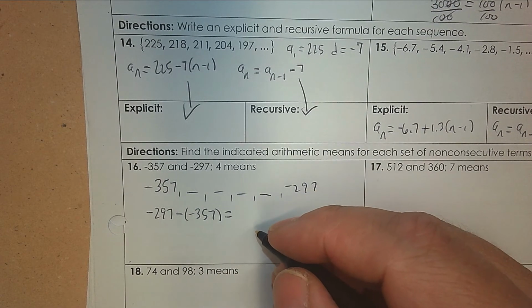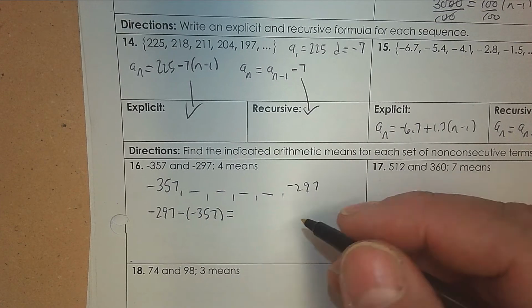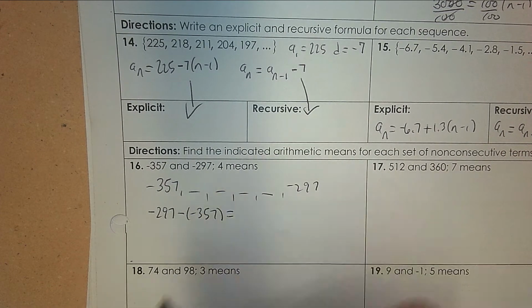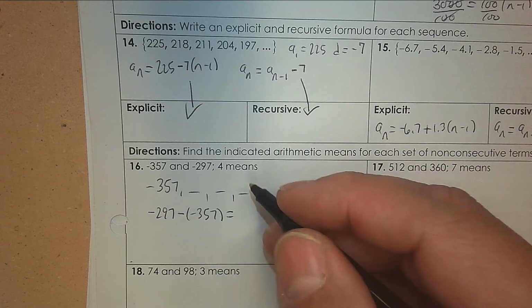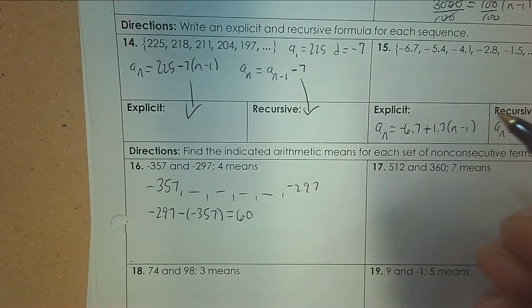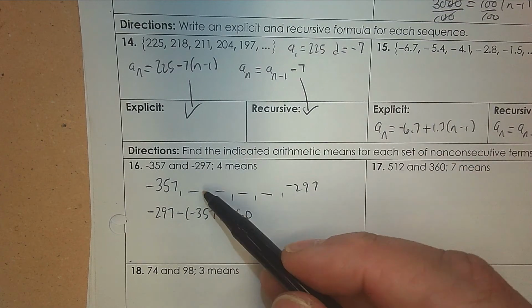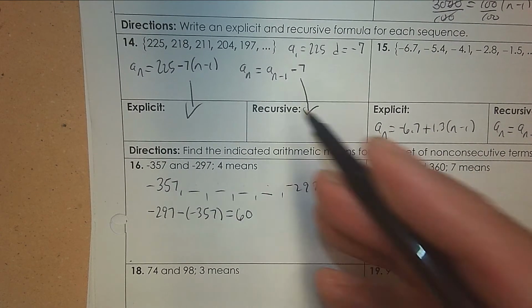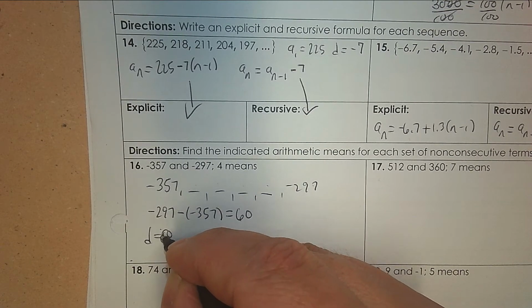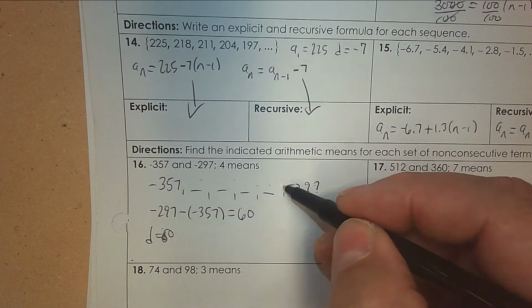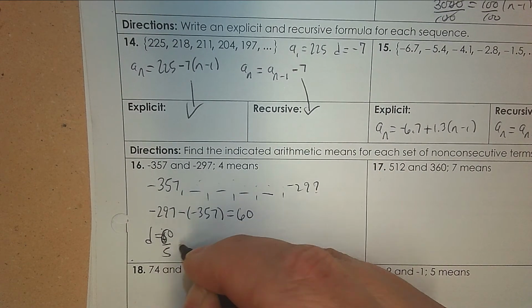This is to find the common difference. What happens when I subtract them? You get 60. Then you take that answer, 60, and you count. How many do we have? 1, 2, 3, 4, 5. So I take that answer and divide by how many there are there. So from here to here, I count 1, 2, 3, 4, 5. So divide by 5. So the common difference is 12.